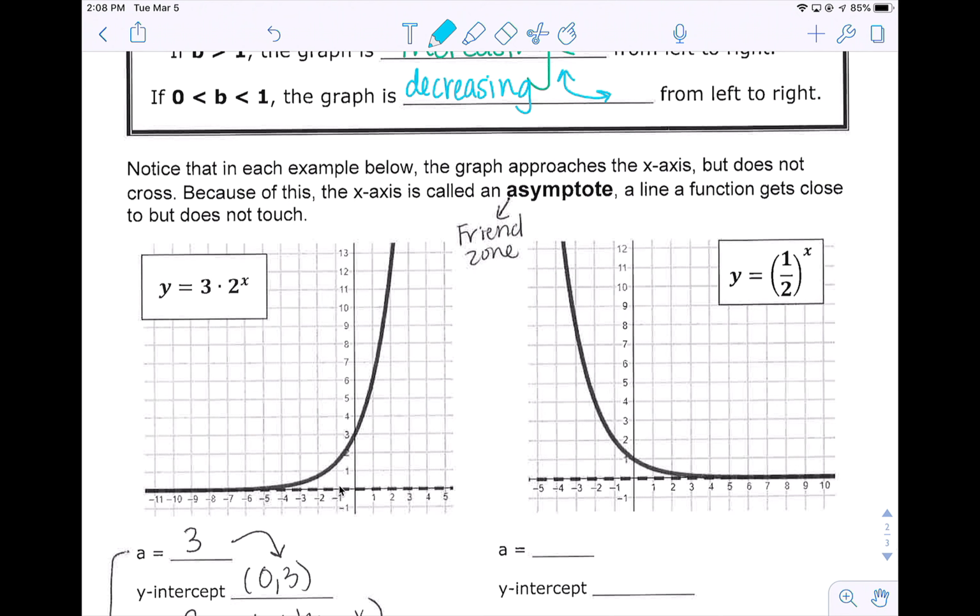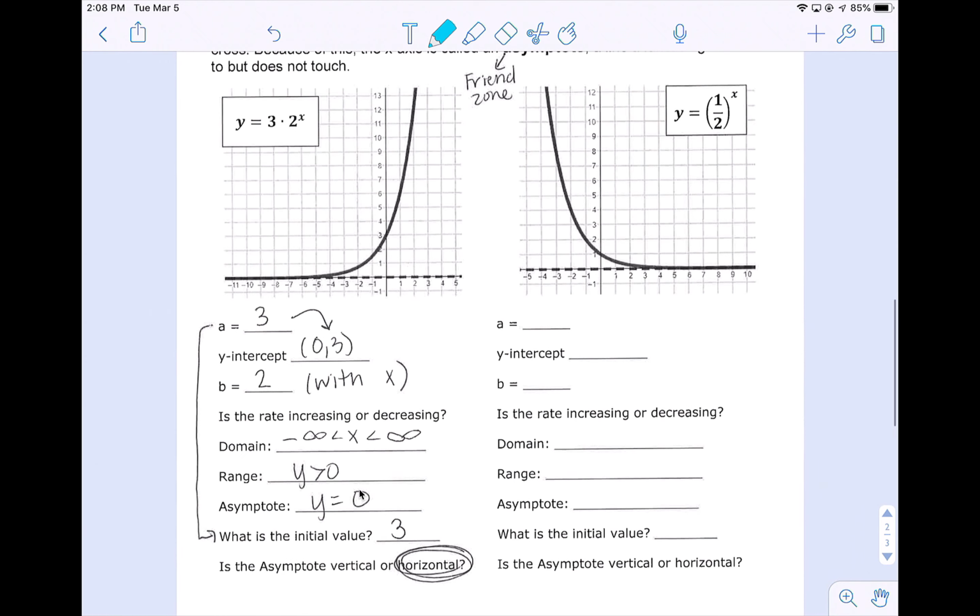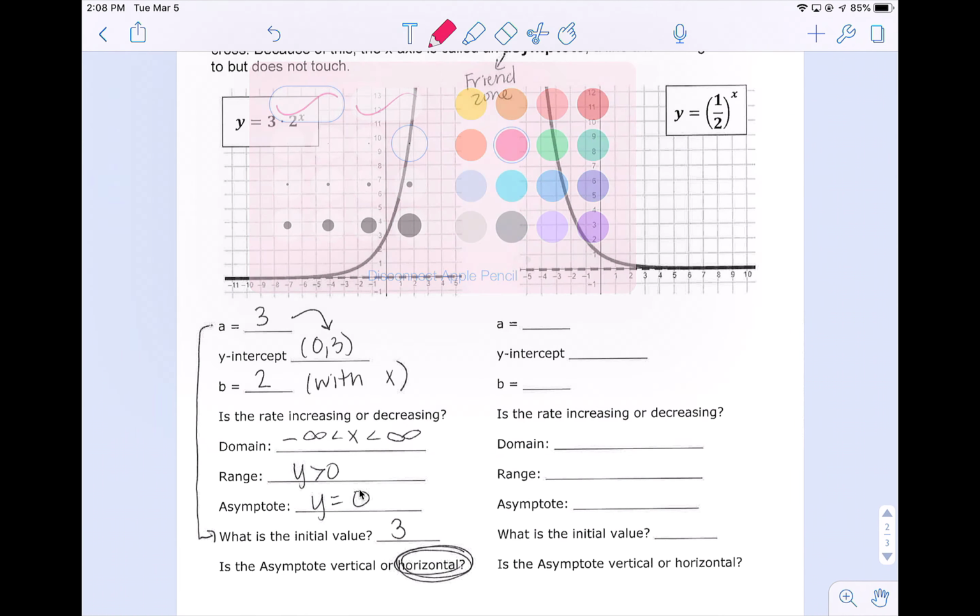Just like this graph never crosses that line. So that asymptote is a line that you come really close to but will never cross. Like being in the friend zone, you're really close to that person, but you will not cross a line with them because you're just friends. So in this example on the left side, a lot of it's been done for you.